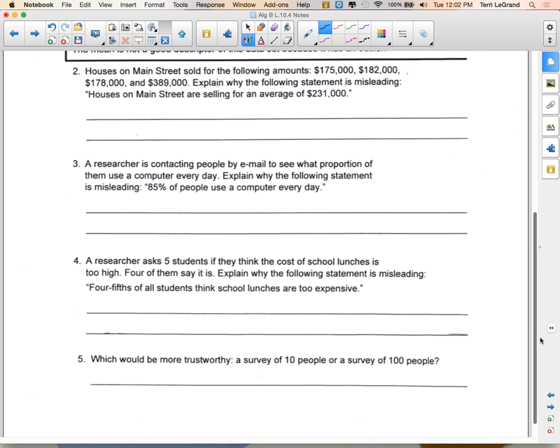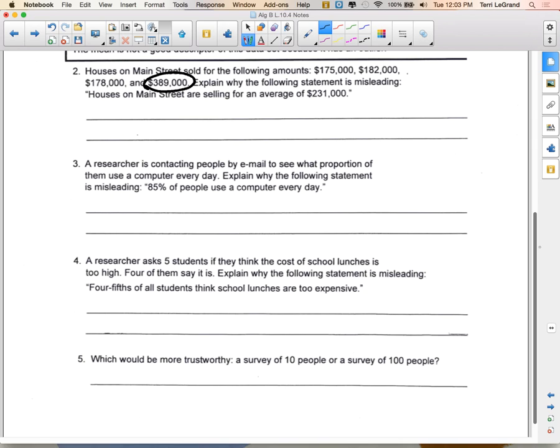You just zeroed in on it right there. 389,000. What do we call that again in this data set? Yeah, the 389,000 is an outlier. The others are 175, 182, and 178,000. They're only a spread of how many $1,000? They're probably using one of the higher ones and one of the lower ones.